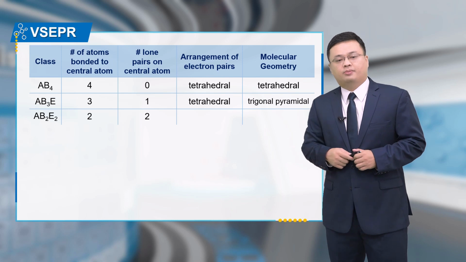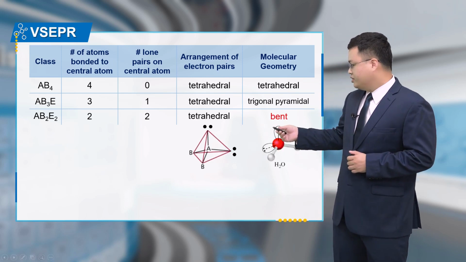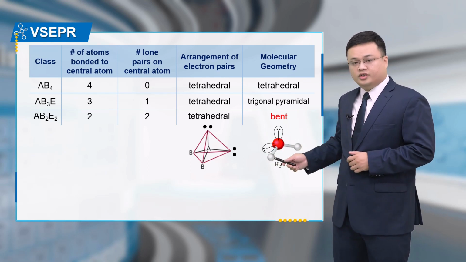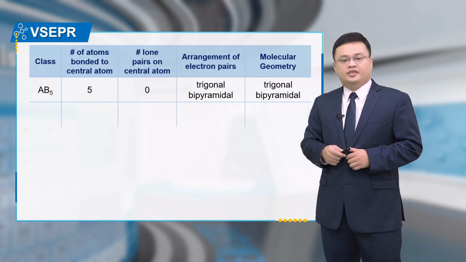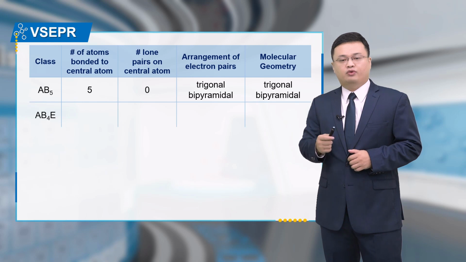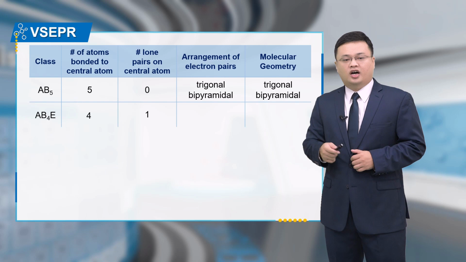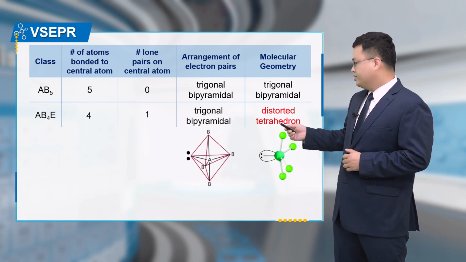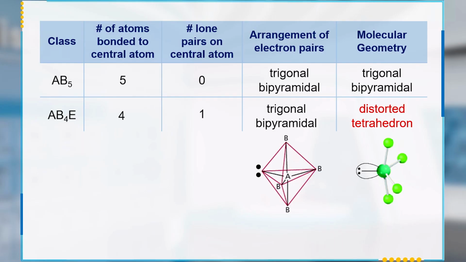Another similar structure to AB4 is AB2E2, with two lone pairs. Water is a typical example of this type. Two lone pairs take two corners of the tetrahedral arrangement, so the geometry is bent. And similar to AB5, the AB4E also possesses a trigonal bipyramidal arrangement of electron pairs, but its molecule geometry is distorted tetrahedral, like sulfur tetrafluoride.